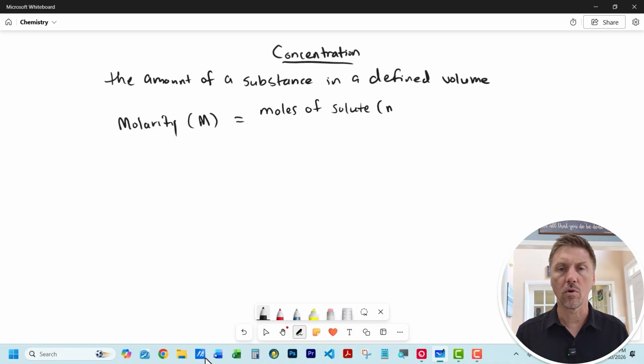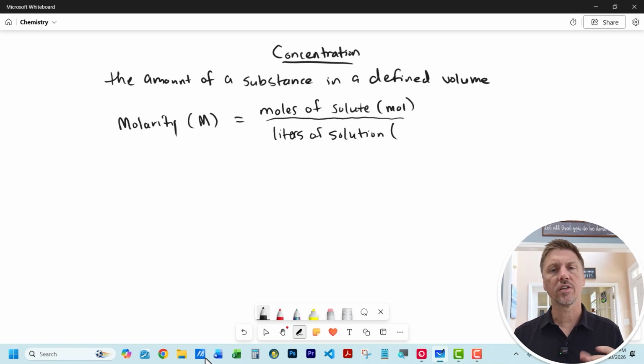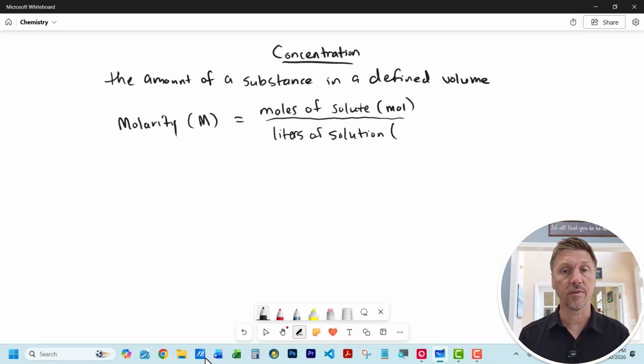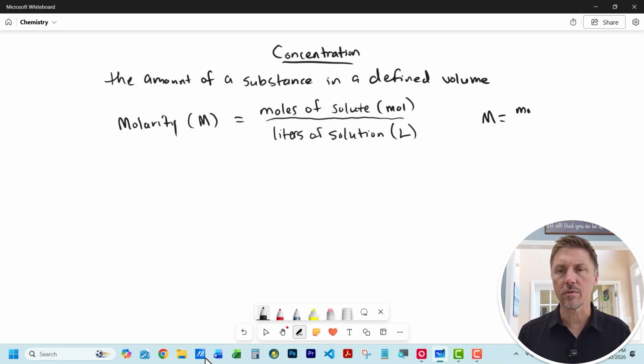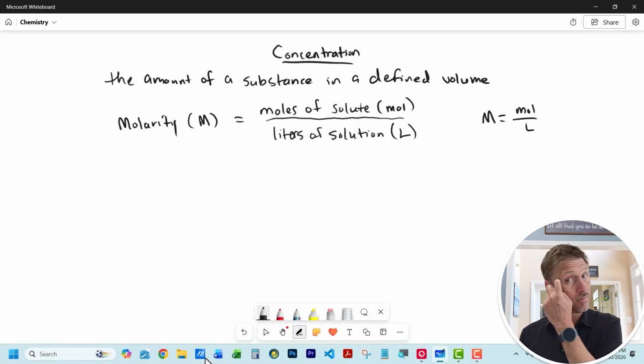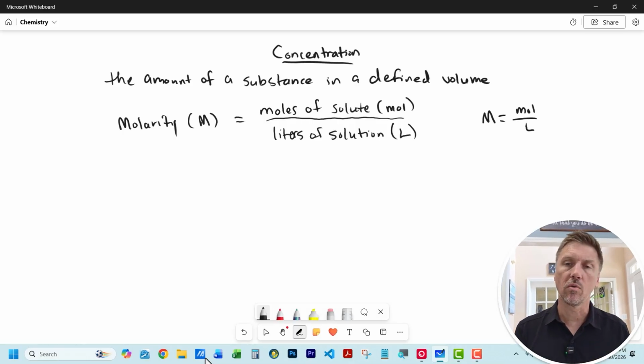All right, and we're going to use our normal abbreviation for mole, MOL, divided by the liters of solution. Not the liters of the solvent all by itself, but the liters of the entire solution after everything's mixed together. And we're going to use a capital L to represent liters here. So our shorthand form for this is M equals moles over capital L. That's our shorthand formula for molarity.